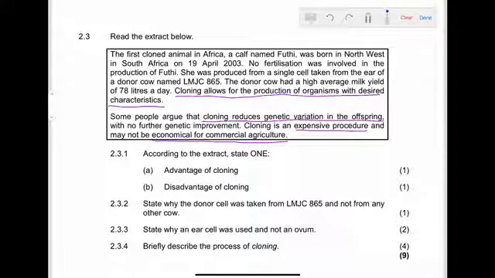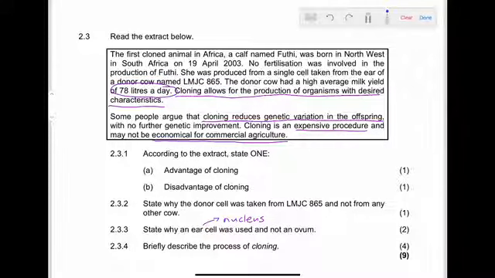State why the donor cell was taken from LMJC865 and not from any other cow. Well, quite simply, she's a very special cow. She can produce 78 liters of milk a day. Why did we use an ear cell and not an ovum? Because what we're looking for from the ear cell is the nucleus, which has all of the genes. We do not want to dilute those genes by going through meiosis and then adding in a second set of DNA from another individual.